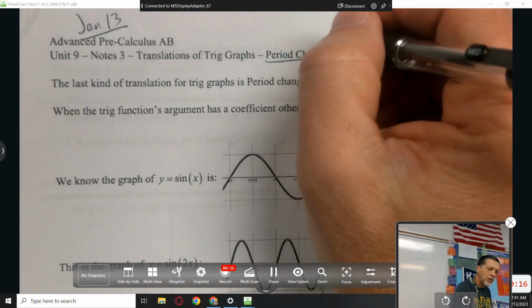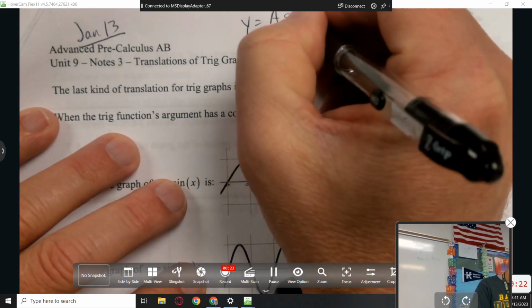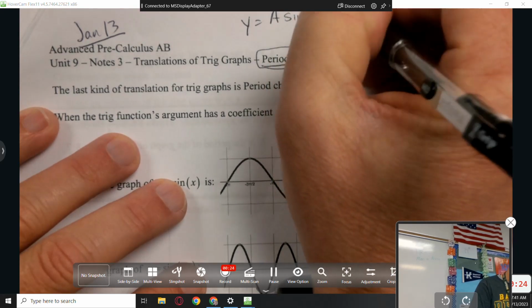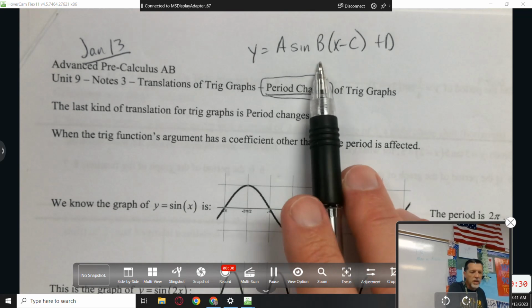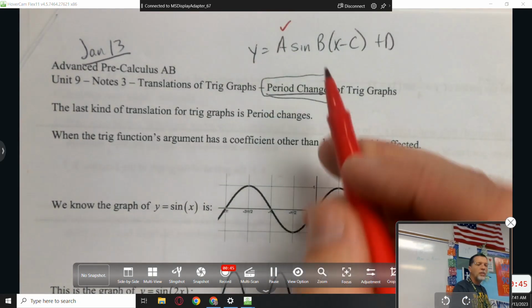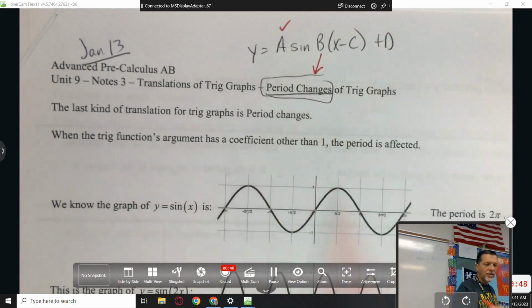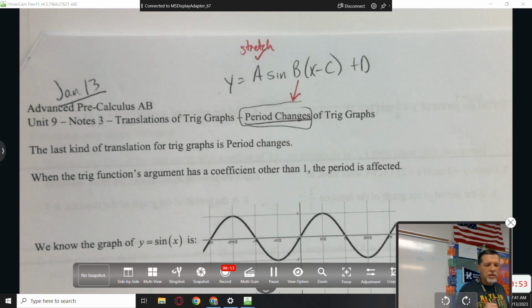So today we're going to do period changes. I think we wrote this at the end of yesterday: A times sine of B times x minus c plus d. And just as a refresher, what does A control? The stretch and maybe the flip, so we know what A does. B, we haven't really talked about yet. That's going to be today's. Let's go ahead and label it while we're here. So A is the stretch, maybe the flip.